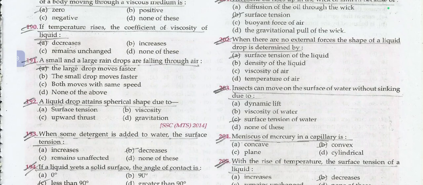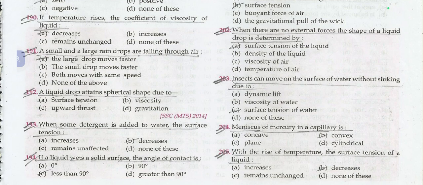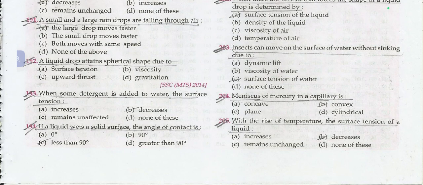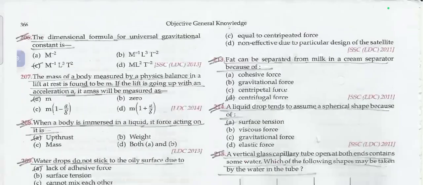When there are no external forces, the shape of a liquid drop is determined by surface tension of the liquid. Insect can move on the surface of water without sinking due to surface tension of water. Meniscus of mercury in a capillary is convex. With the rise of temperature, the surface tension of liquid decreases.